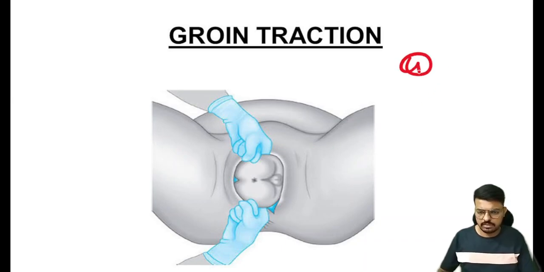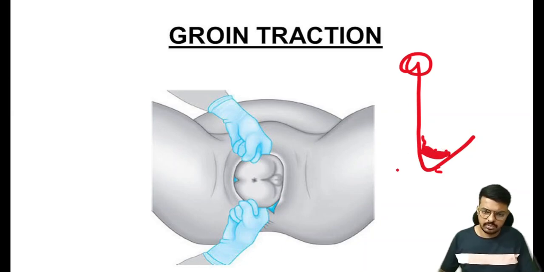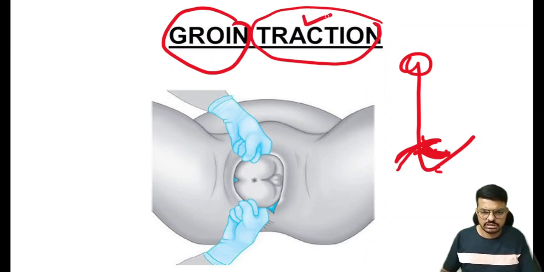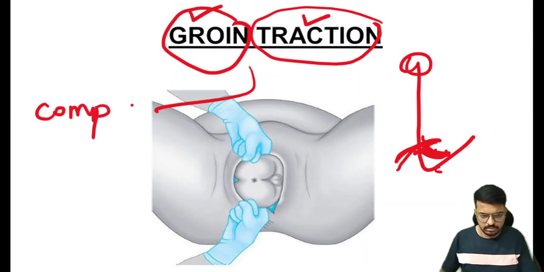Consider this is the baby. This is the buttock, and this particular area we call the groin. Here we have to apply the fingers and pull. We are applying the fingers in the groin and keeping a pulling pressure, that is called the traction. So this is called the groin traction maneuver, and it is done in the complete breech.